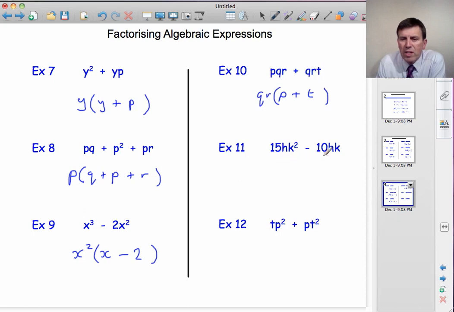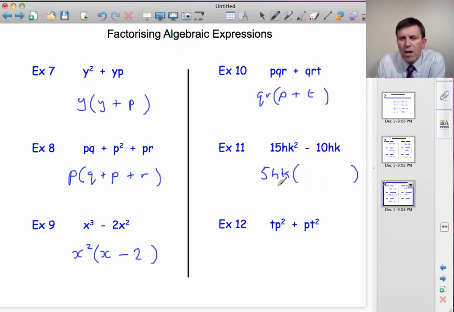Common factor of 15 and 10. I can pull 5 to the front. What about h? I've got h in both of them, so I can pull h to the front. What about k? I've got k squared, I've got k, so I can pull k to the front. Can't pull k squared because there's no k squared at the back. Rebuild.